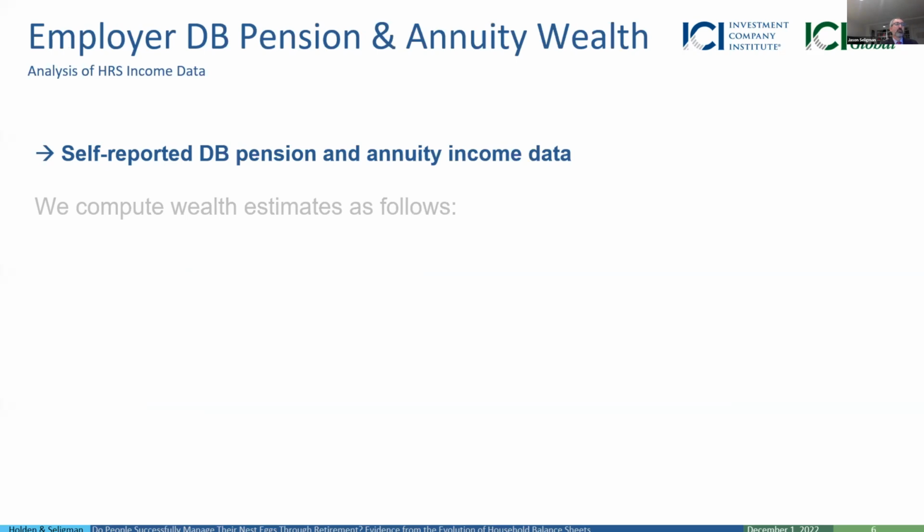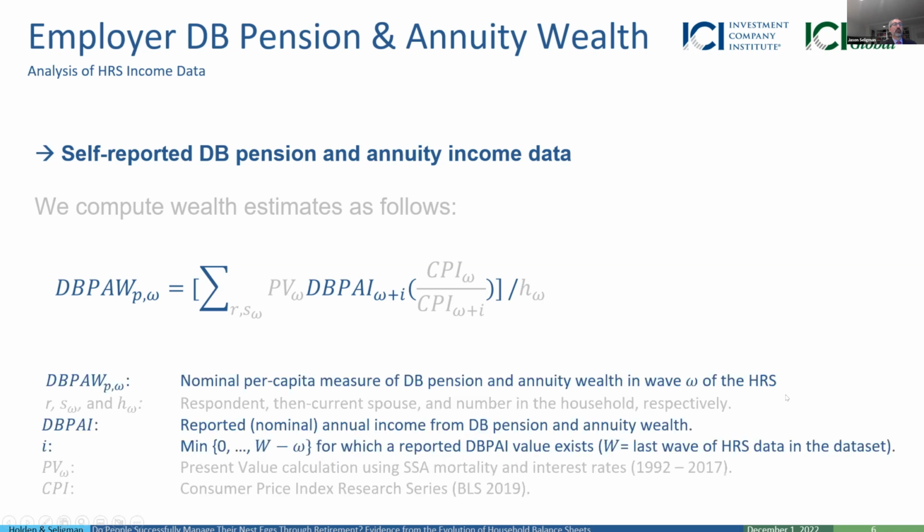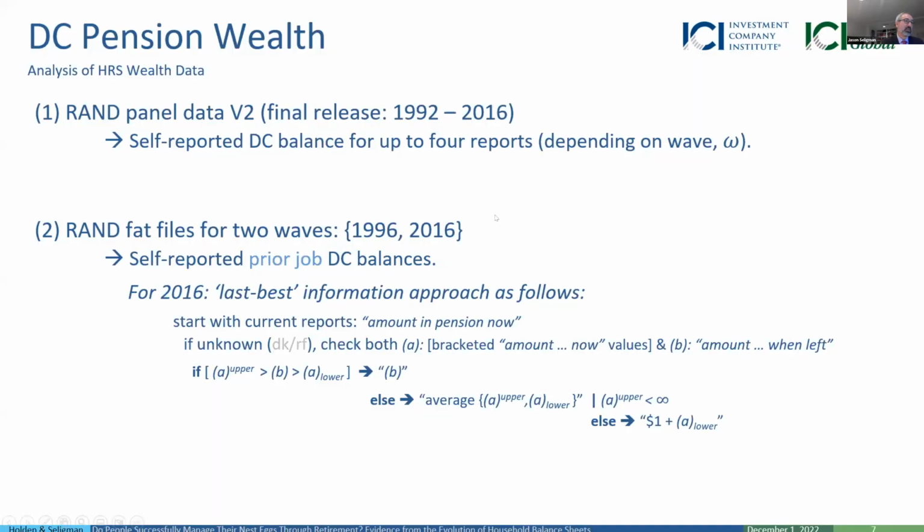We look at self-reported DB, pension, and annuity income data in a way that's quite similar. You'll notice it's the same summation, except instead of Social Security payments, here we just have the reported defined benefit, pension, and annuity income payment, DBPAI. And otherwise, all the moving components are the same. Now, for DC pension wealth, what we do is a little different. We look at the RAND panel data and we take the self-reported balances there for up to 4 reports, right? So we get up to 4 different reports, depending on which wave we're using, just from the panel data.